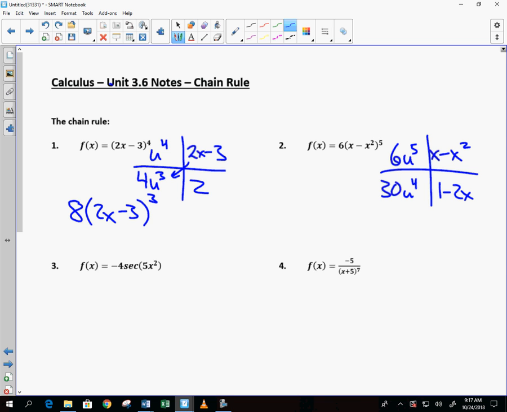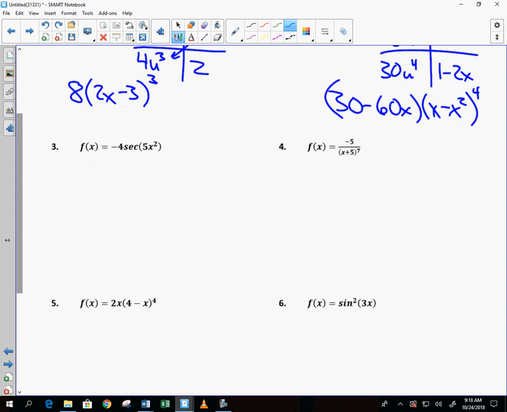Now, I can distribute the 30 both to the 1 and the 2, can I? So it becomes 30 minus 60x times x minus x squared to the 4th power. Thirty times 1, 30 times 2. Yes, that's fine. Okay, negative 4 secant of 5x squared.